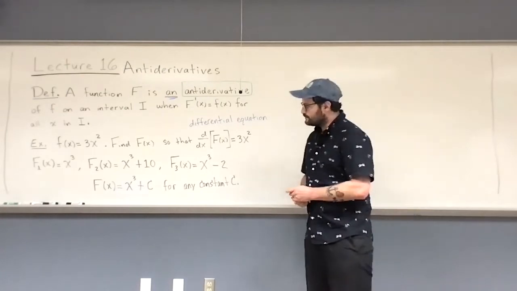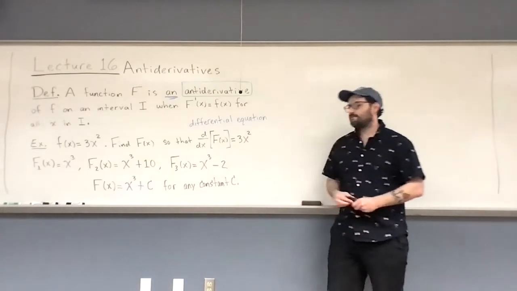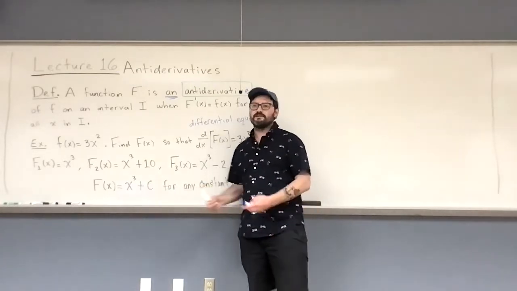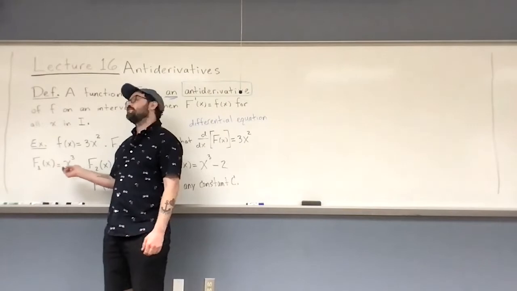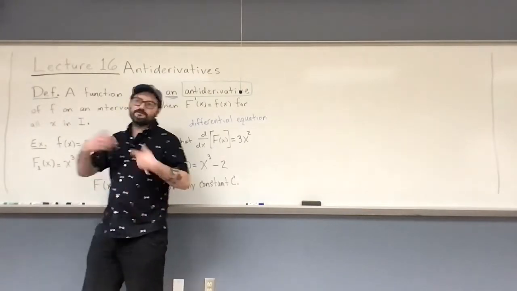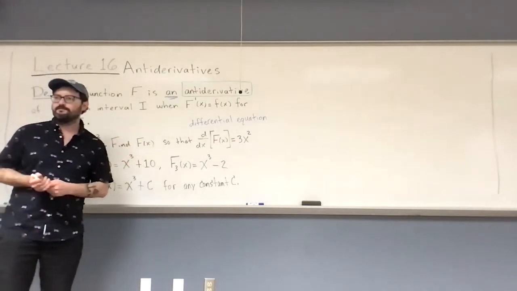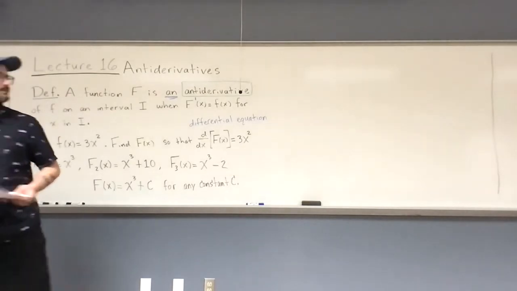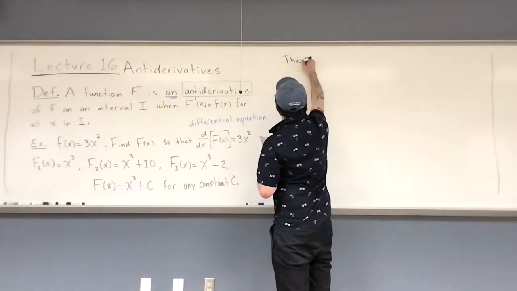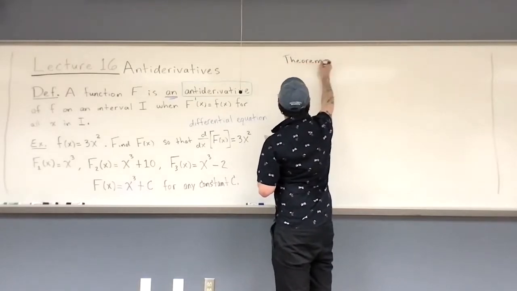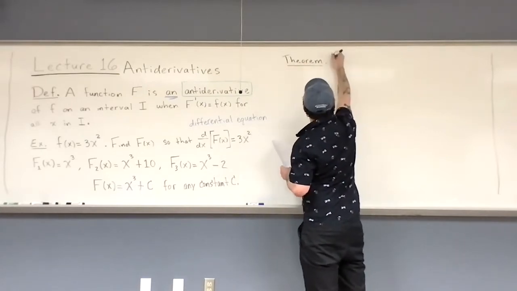Now, in general, this example points out a theorem about the relationship between the constants and the antiderivatives. As soon as you find one function that's an antiderivative, any other antiderivative is going to be some constant addition or subtraction away from it. So that leads us to the following theorem. Okay, it's kind of long-winded. It's going to take me a second to write.